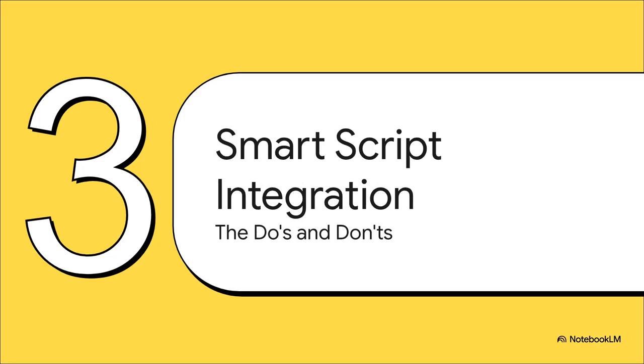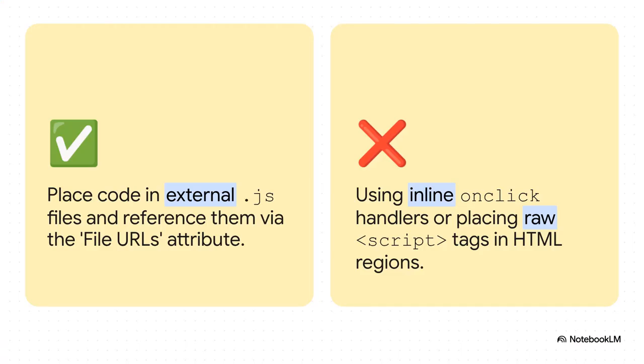But look, knowing where to put your code is only half the battle. The real secret sauce is in how you integrate it. Honestly, getting this next part right is what separates a good Apex developer from a great one. This right here is the golden rule, the core best practice. Always, always separate your JavaScript logic from your HTML markup. The modern professional way is to put your code in external .js files and just link to them. That old way of doing things, sticking on-click handlers right in the HTML or dropping raw script tags into regions, that is a guaranteed recipe for a maintenance nightmare.